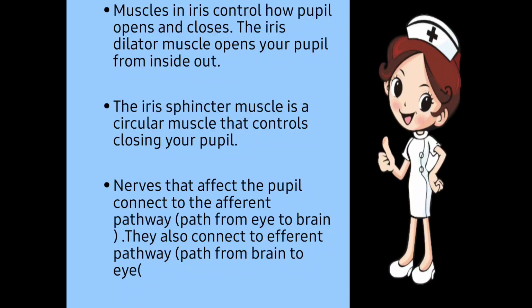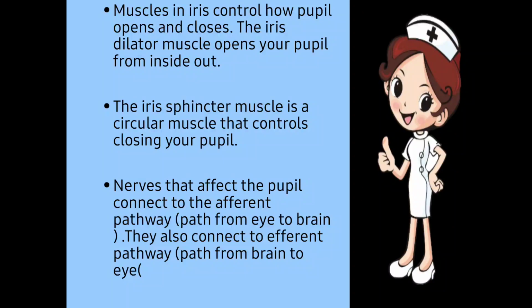Nerves that affect the pupil connect to the afferent pathway. Nerves are also present there which affect the pupil. Those are connected to the afferent pathway, the pathway which passes from the eye to the brain, because when we shine a torch inside the eye, the message will pass on to the retina and then to the brain, and the pupil will respond. Okay. So these are connected to the afferent as well as the efferent pathway.